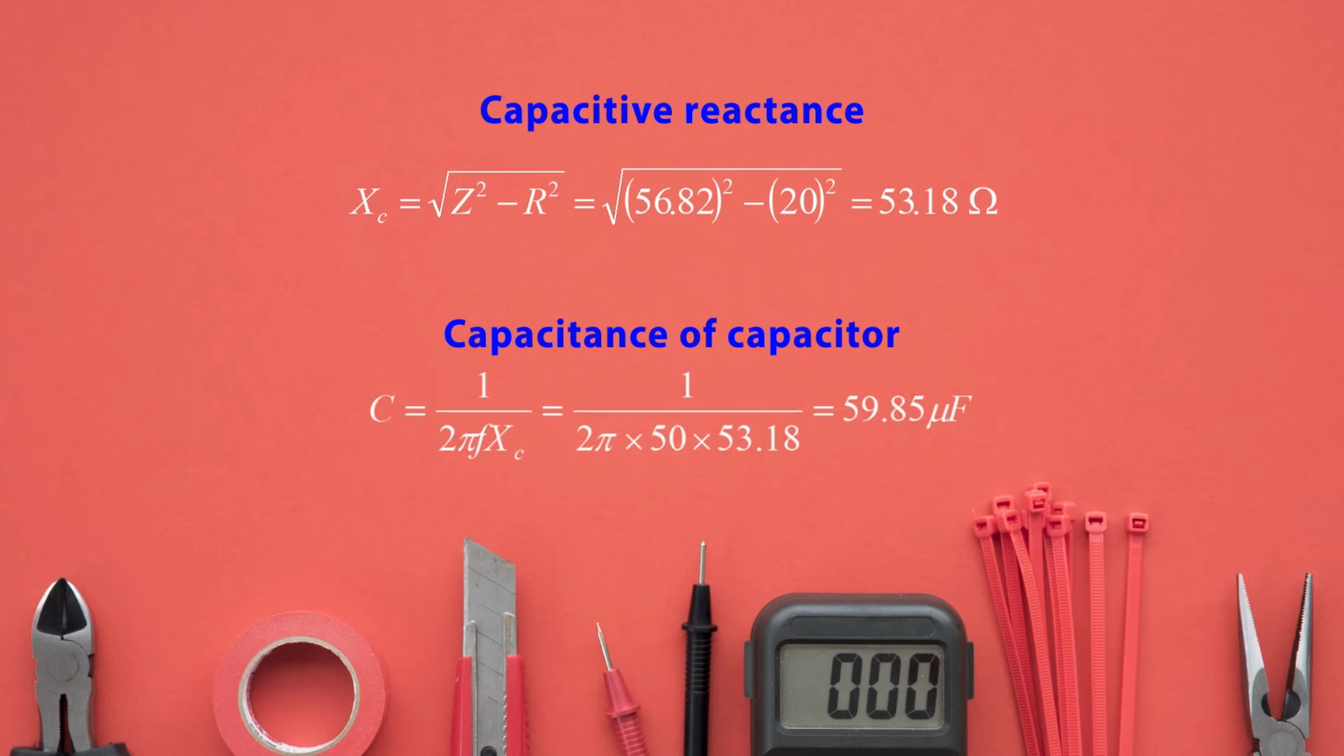Now you have to calculate the capacitance of the capacitor, because you have already calculated the value of capacitive reactance, and Xc is equal to 1 upon 2 pi fC. So C can be written as 1 upon 2 pi f into Xc. So you have a value of frequency, you have a value of capacitive reactance, and value of pi is 3.14. So just put all the values in this formula, and after putting all the values, you will be able to calculate the capacitance of the capacitor, which is equal to 59.85 microfarad.